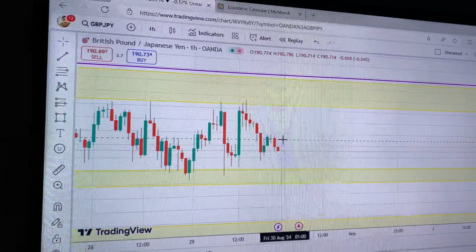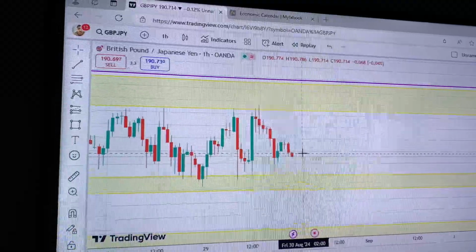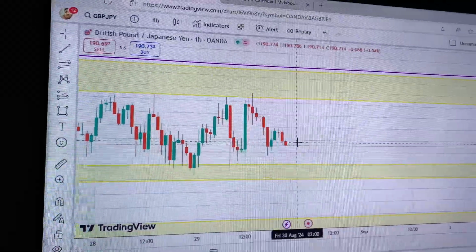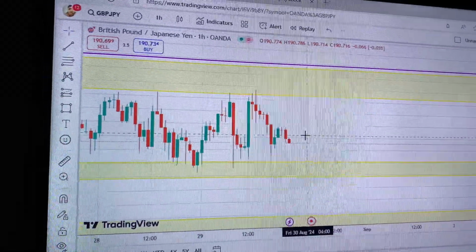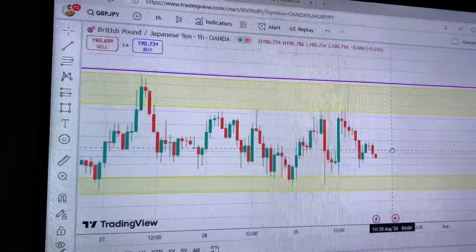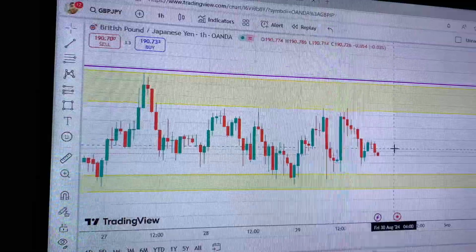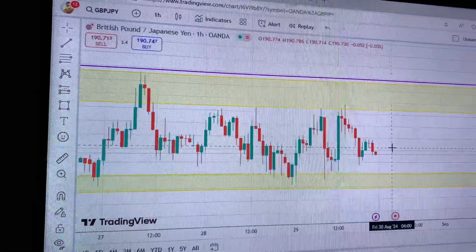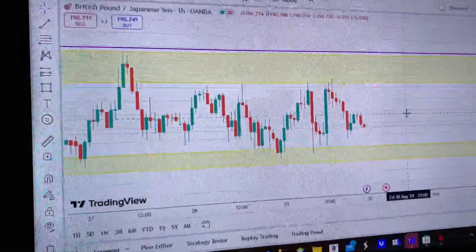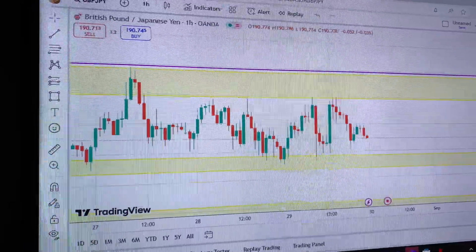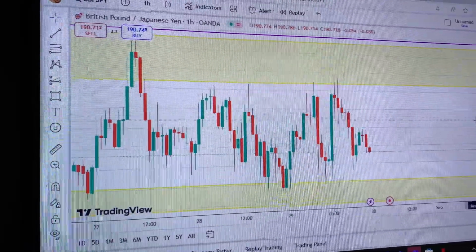Trading with Confluence. What does trading with Confluence mean? Trading with Confluence is basically trading with more than two confirmations, more than three confirmations before you take a trade. So in this trade, I will show you a typical example of me trading with Confluence.